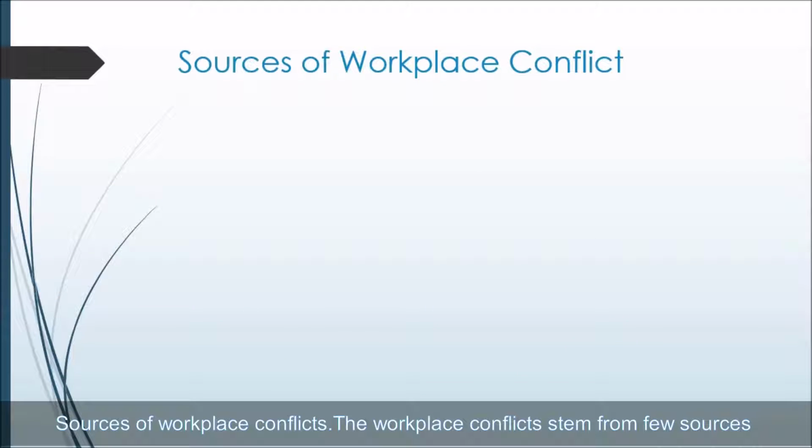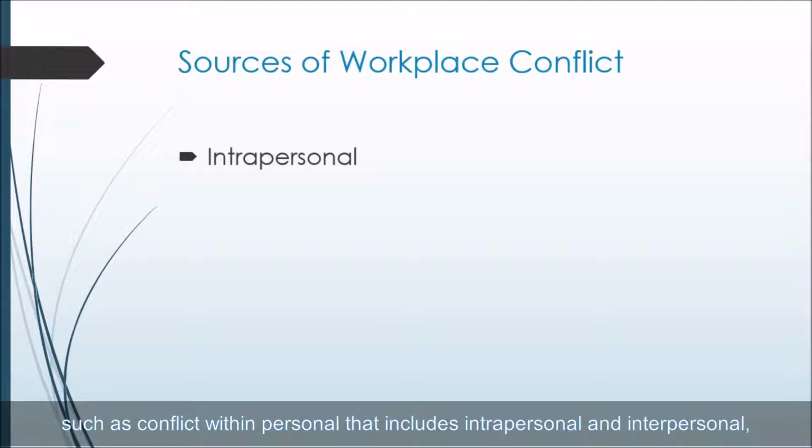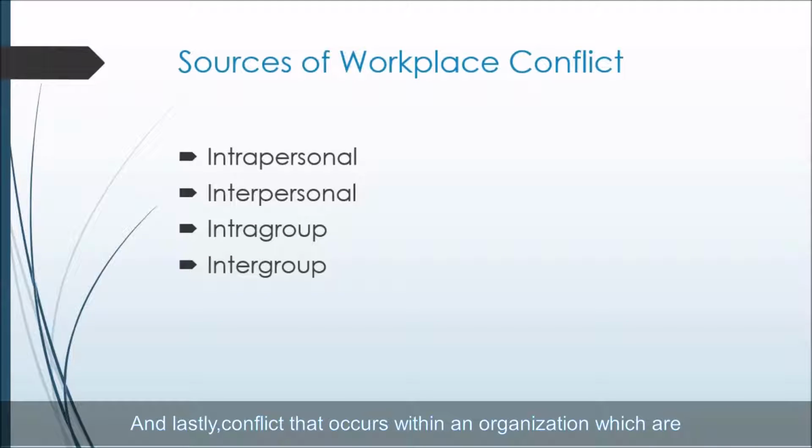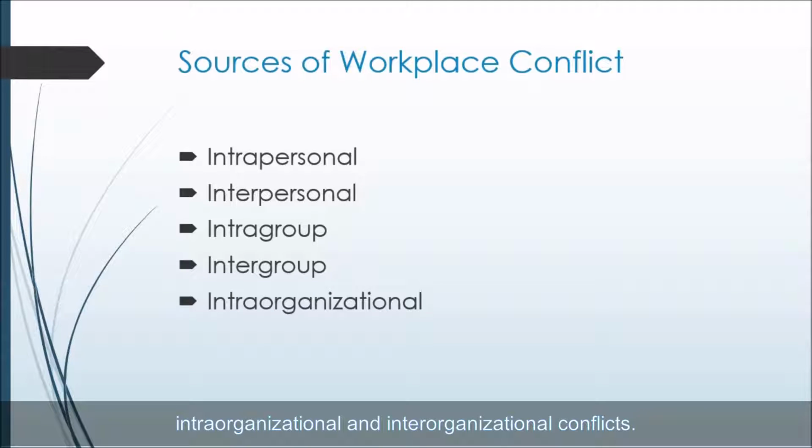Sources of workplace conflict. Workplace conflict stems from a few sources such as conflict within personnel that includes intrapersonal and interpersonal, conflict that occurs between groups which includes intragroup and intergroup. And lastly, conflict that occurs within an organization, which are intra-organizational and inter-organizational conflicts.